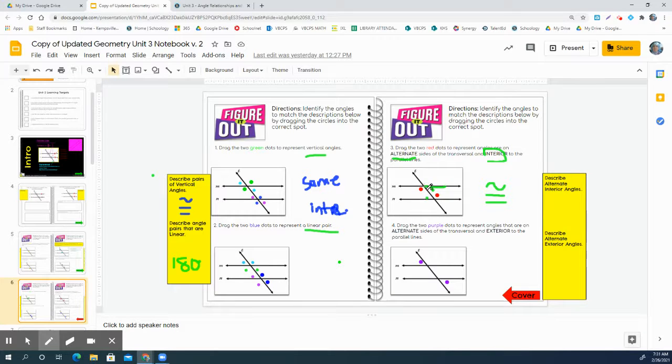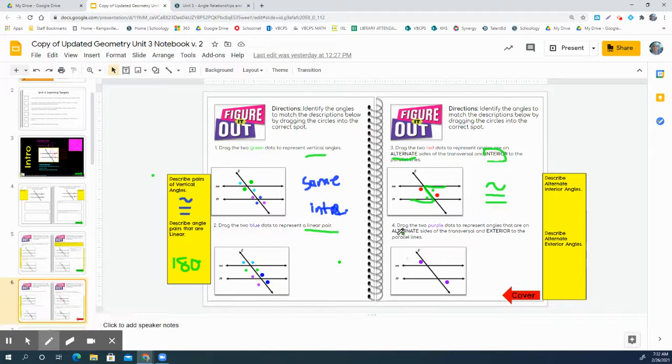You can kind of make a Z right here. If you highlight the angles, it kind of looks like a Z. That's how you can see alternate interior angles. Okay.